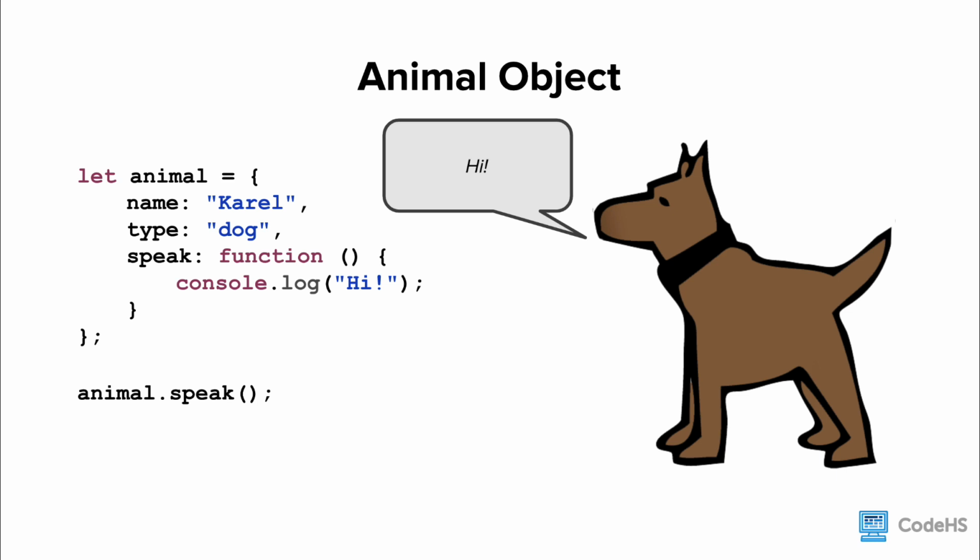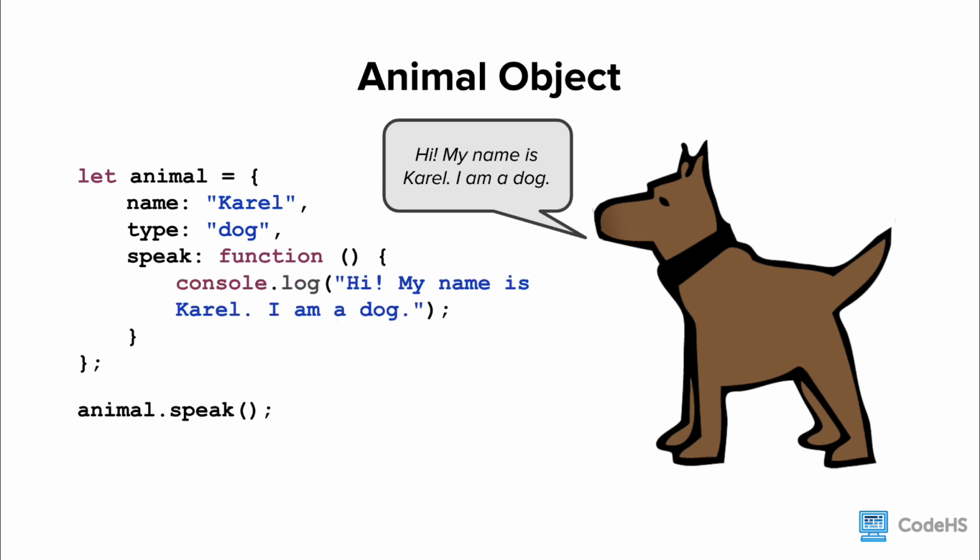This is a good first go at the method, but it's not all that interesting. Instead, let's have this method print out hi, but then also include the animal's name and type. So we'll start with console.log, hi, my name is Carol, I am a dog. If we were to call the animal's method now, we'd get the appropriate message. But what if the object's name is not Carol, nor the type dog? We want our methods to be able to reference whatever its name and type are.